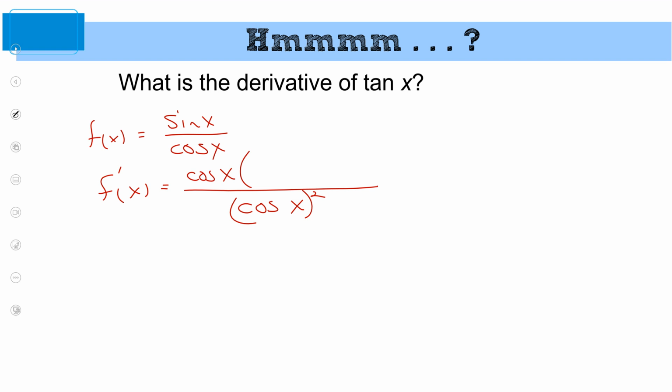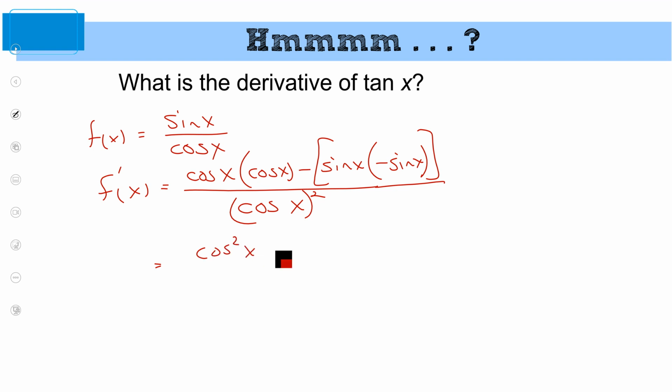Derivative of sine is? Cosine. Minus, big honkin' bracket, the numerator times the derivative of the denominator, and the denominator is negative sine x. Okay, that's big, long, and scary. However, if we do some work, cosine squared x plus sine squared x, over cosine x quantity squared.